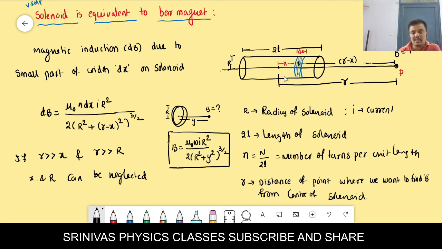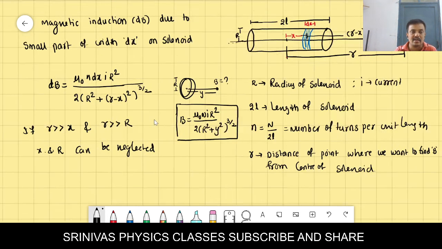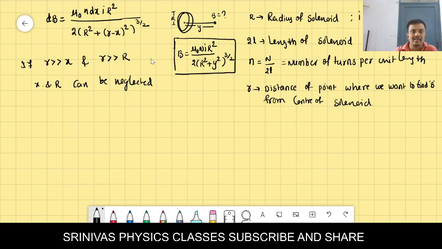Small r, you see the picture, is the distance of the point where you want to find the magnetic field from the center of the solenoid. If that small r is greater than x, x is this one. You know, x is also appearing in the picture, small r and capital R also appear in the picture. Small r is greater than x, small r is greater than capital R. x and R can be neglected when you compare them with small r. If you neglect, then what will you get?